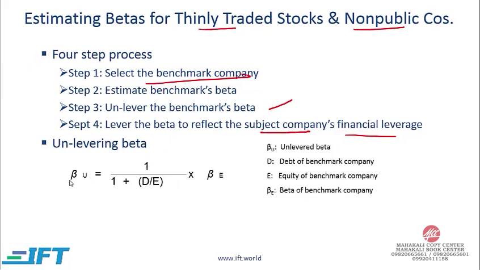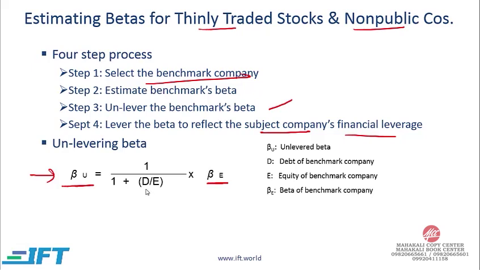So in terms of unlevering, here is the formula. You take the comparable company. The unlevered beta is 1 over 1 plus debt to equity, multiplied by the equity beta. Equity beta is the overall beta that is given with the debt, with the leverage.